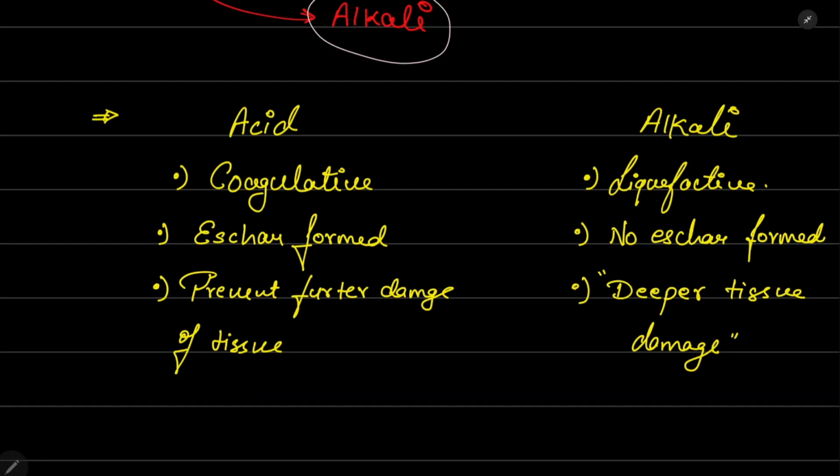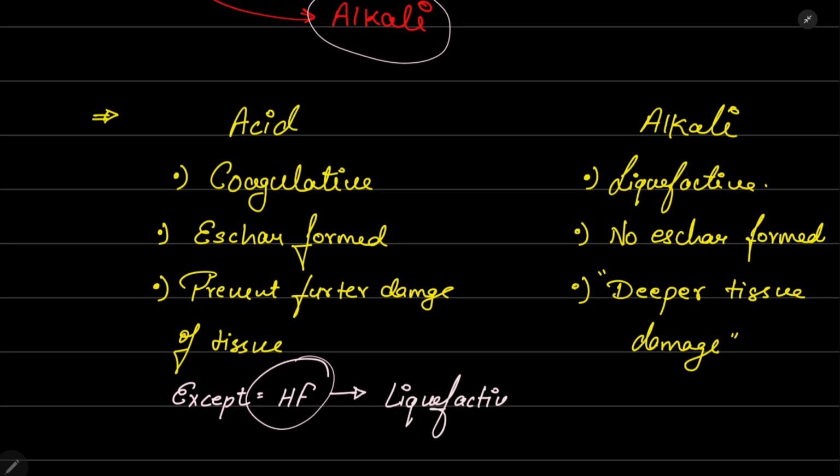We have said that all acids form a coagulative type of necrosis, except there is one exception, that is HF, hydrogen fluoride. This acid causes liquefactive type of necrosis. HF is generally used in glass industries, so a person working in glass industries can accidentally get HF poisoning. In this particular video, we are going to discuss mainly the acids.